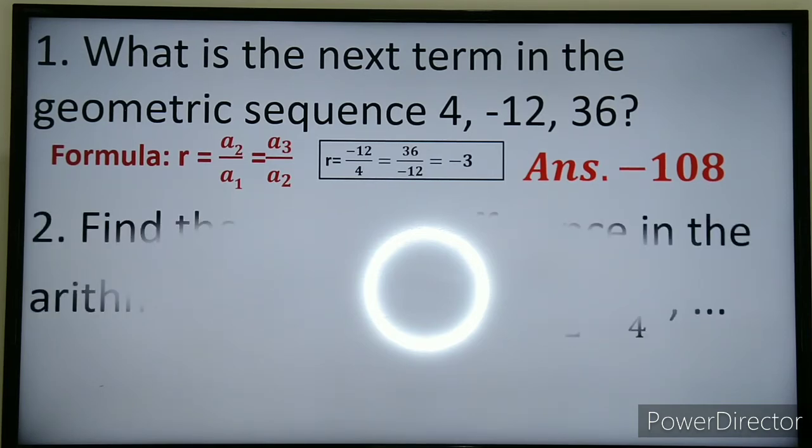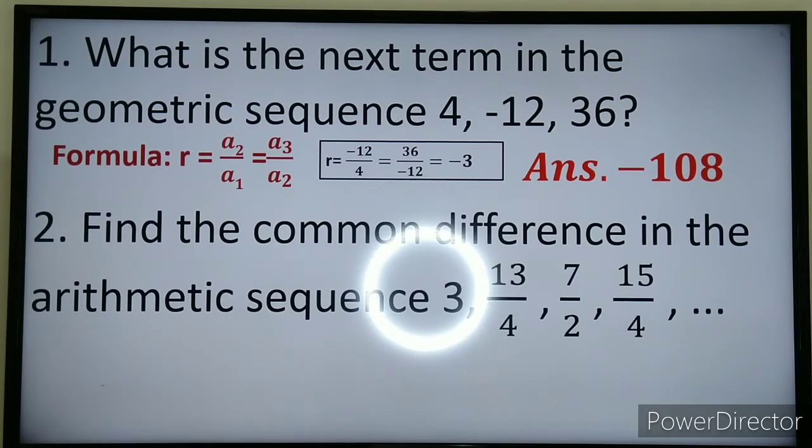Next, question number 2. Find the common difference in the arithmetic sequence 3, 13 over 4, 7 over 2, 15 over 4, and so on. Now, the question here, you are going to find the common difference. If it is common difference, we are referring to an arithmetic sequence. How to find the common difference of an arithmetic sequence?